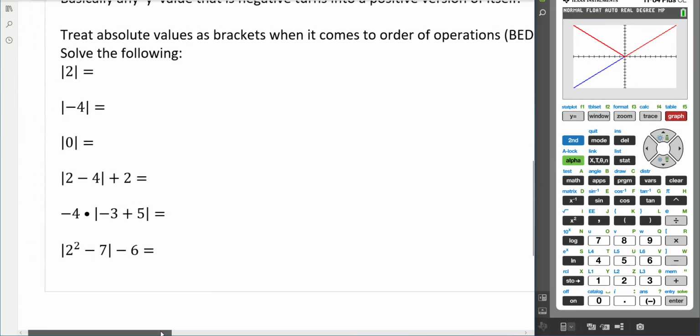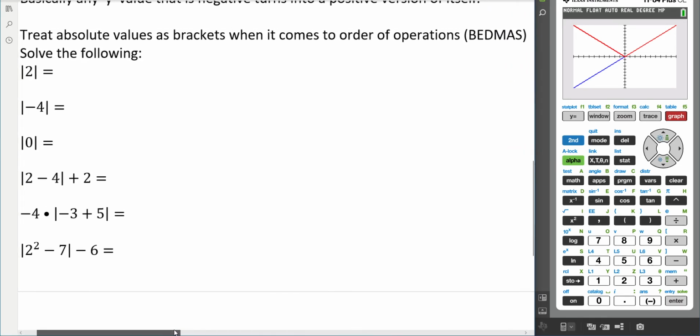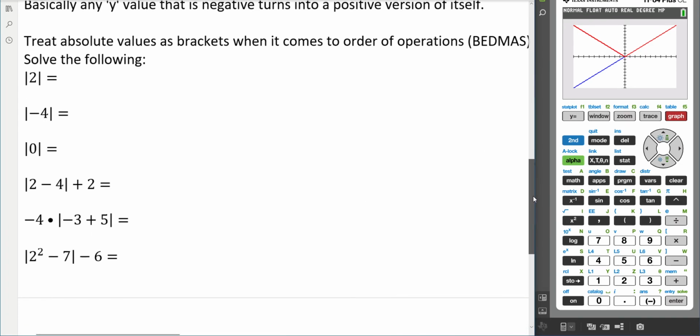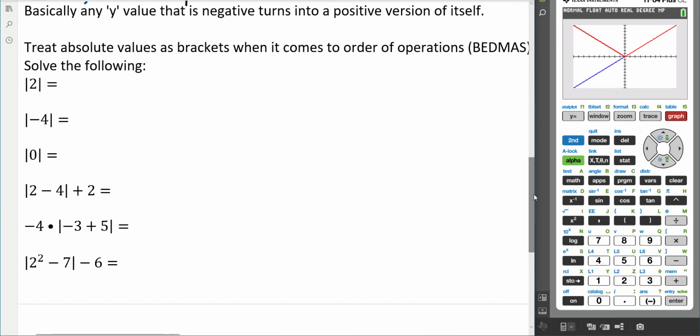So go ahead and try this out. Pause the video if you'd like, and see if you can answer these without me. All right, hopefully you've had a chance to try this out. I'm going to do this now, just going through pretty quickly. If you have any questions, make sure you send me a message or leave a comment below.